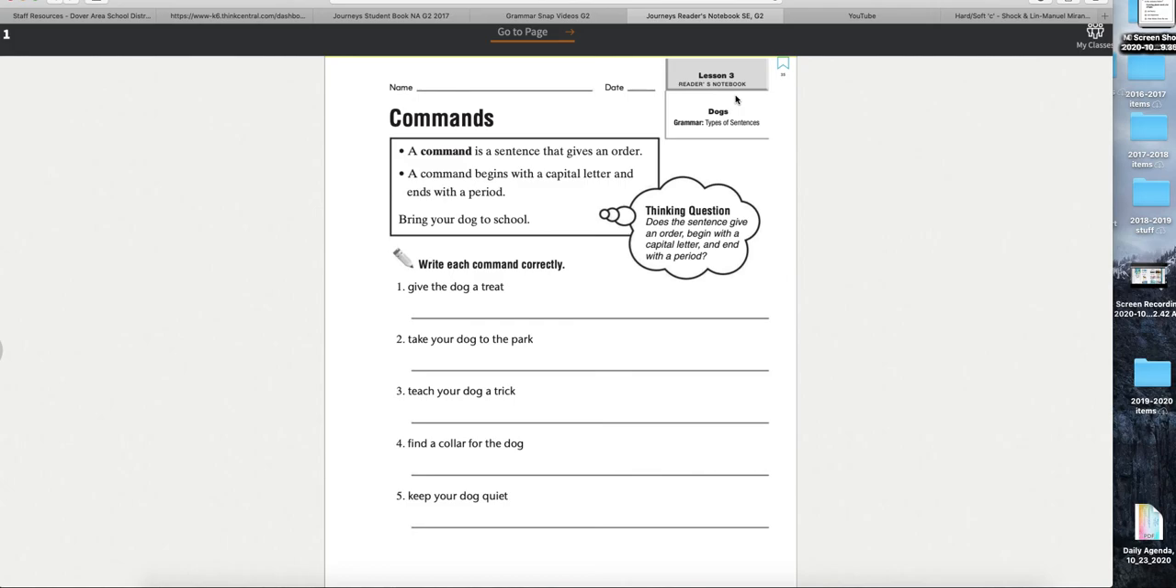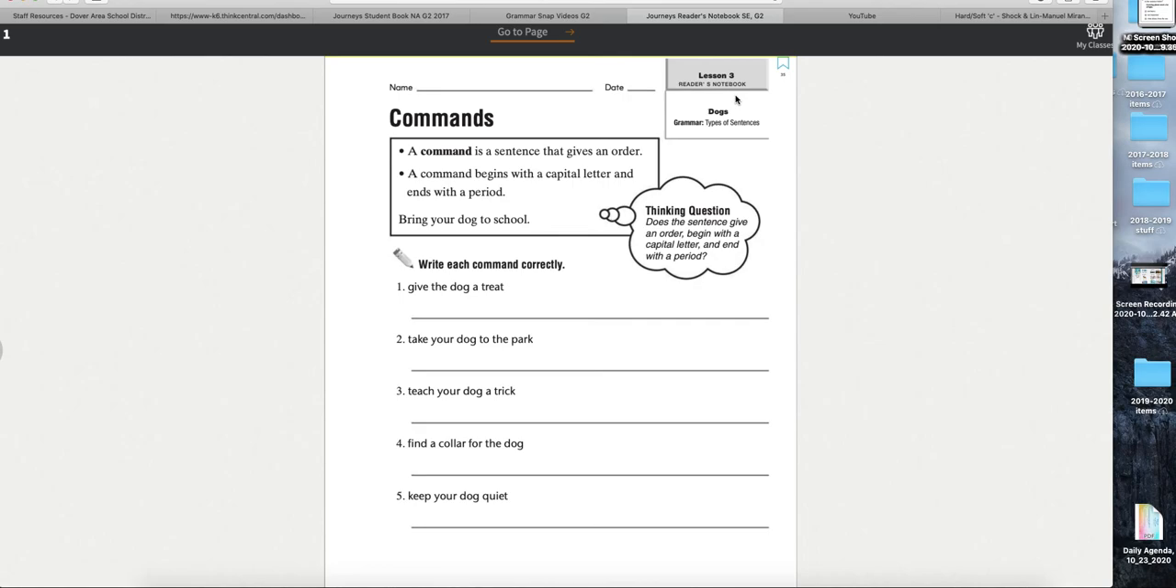Nice job. You have some very neat handwriting, Lonnie. I see lots of neat handwriting in this room. Thank goodness. When you make an I, you don't have to put a circle, just put a dot. Okay, don't fix it. I'm telling you for the rest of the time. Just put a dot above it. Find a collar for the dog.